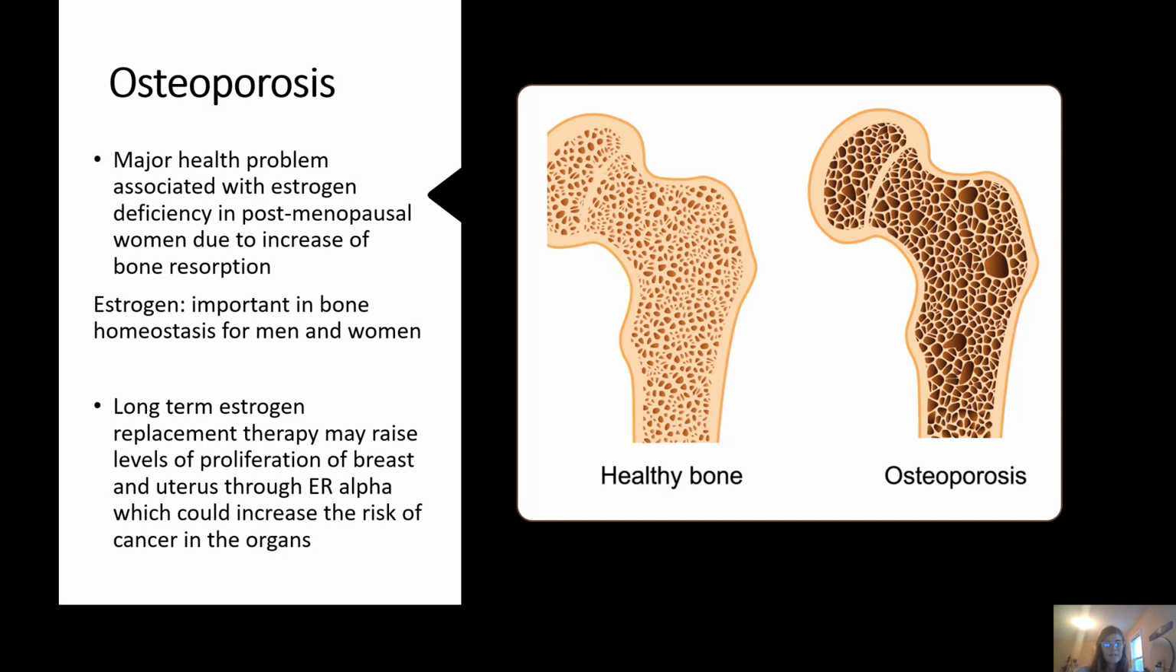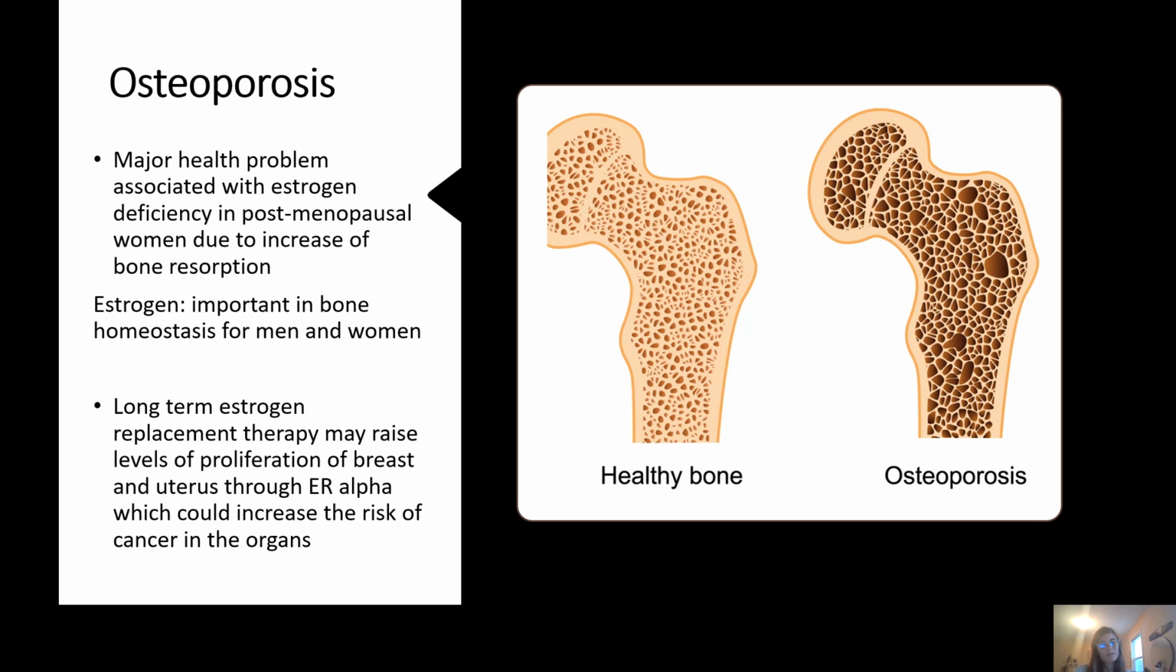And for osteoporosis, so as the picture shows, there's a healthy bone compared to an osteoporosis bone, which has all these little tiny holes and that are very porous. So this is a major health problem associated with estrogen deficiency in postmenopausal women due to increase of bone reabsorption. And this is also a common issue for people that are calcium and vitamin D deficient.